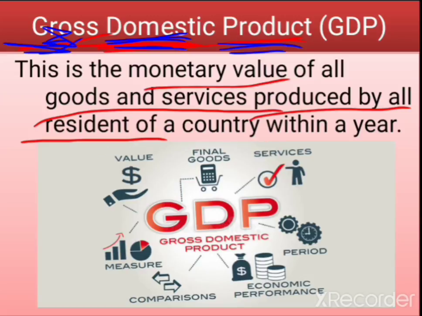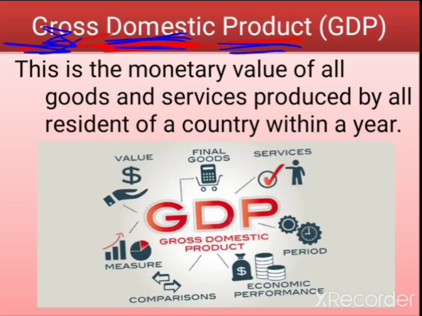The gross domestic product of a country, we talk about the monetary value of all the goods and services produced within an economy by all residents of that country. Please take note of this word resident, because it will be a key for us to understand other concepts. When we talk about residents, we talk about people residing in a country. People staying in a country. For example, the residents of Nigeria are not just Nigerians alone. We have Nigerians here. We have Chinese that are staying in Nigeria. We have Italians that are staying in Nigeria. We have people from different parts of the world that are staying in Nigeria.